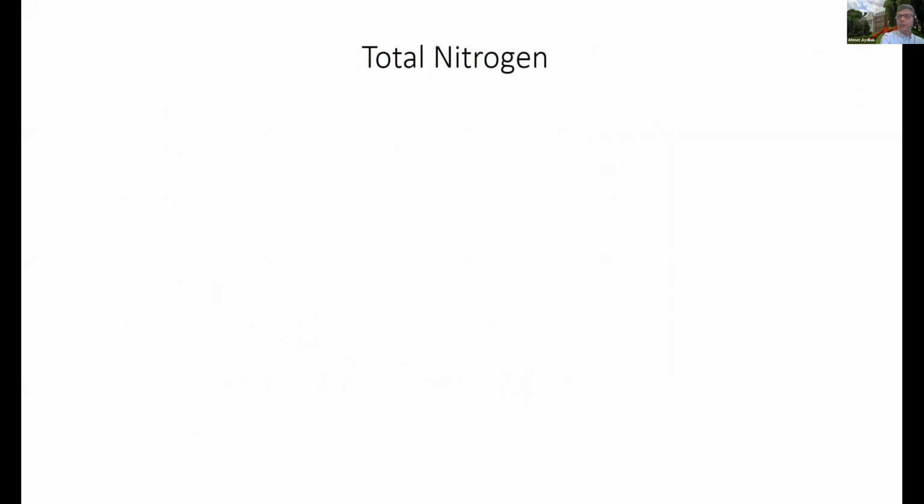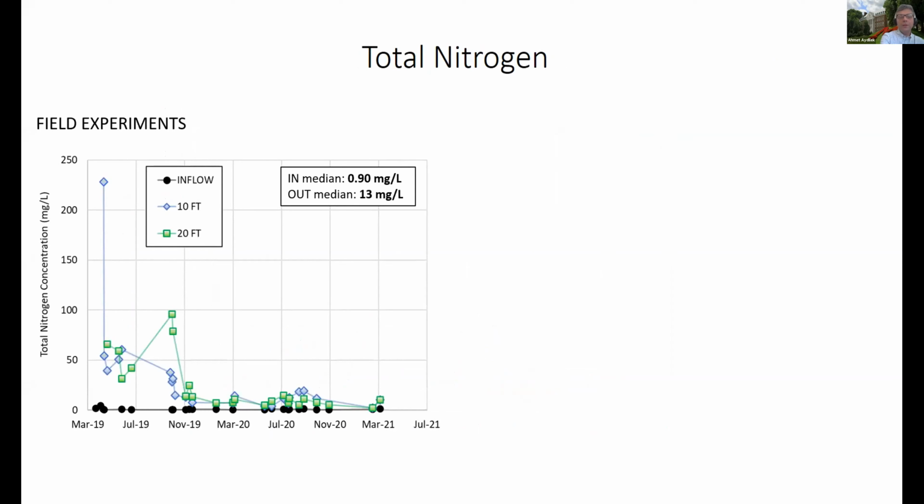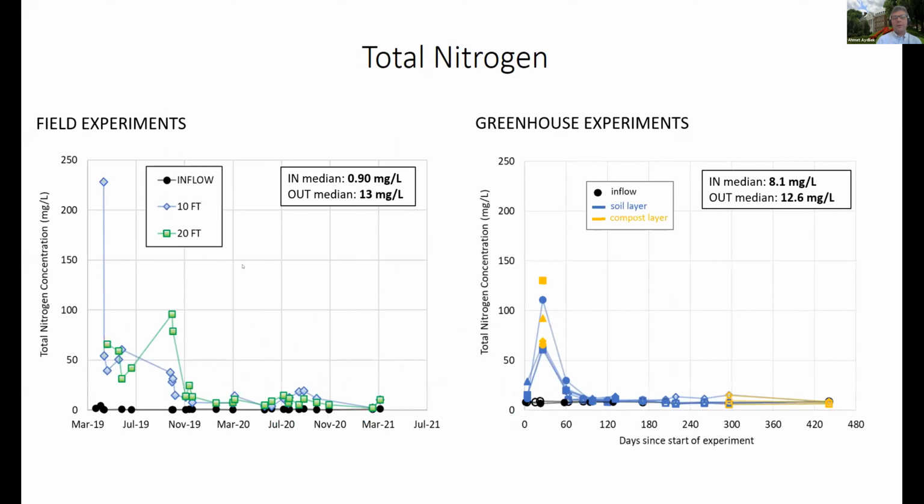Here, the nitrogen values in the field, as well as in the greenhouse, are high, especially in the field. You can see the nitrogen values, median, in the inflow and outflow are shown here, so a significant difference. And the same thing is true for the greenhouse values. Inflow and outflow values are different. EPA recommended values are very low, so that is a raised flag. Basically, the nitrogen nutrient concentrations can be problematic for the compost, as some others also mentioned in the past.